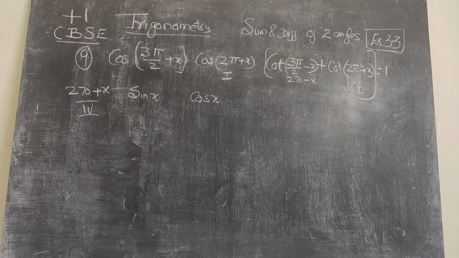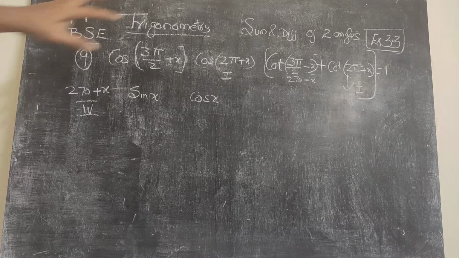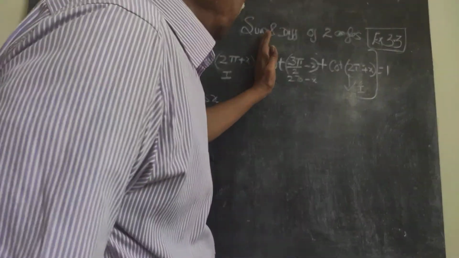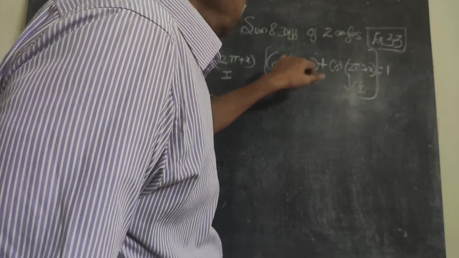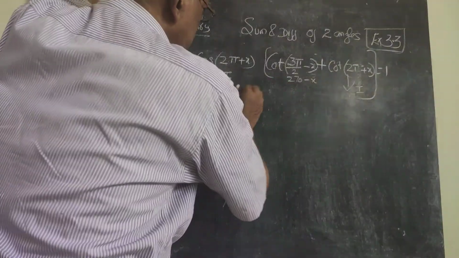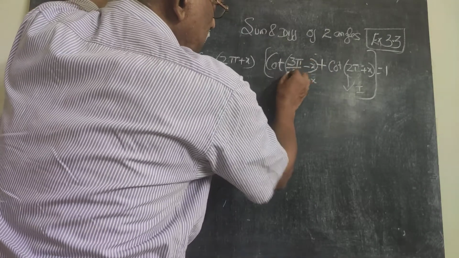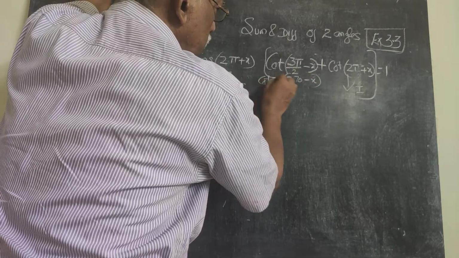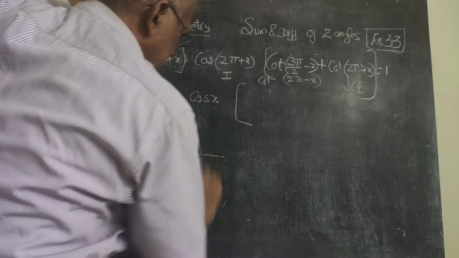I have not written the problem, so I have rewritten that. So here is a multiplication, after that there is a bracket, and in between that, plus, and everything is cot here. Now let us go for that. Cot(270 − x), 270 minus x, so third quadrant.